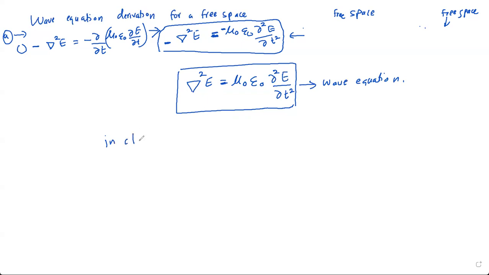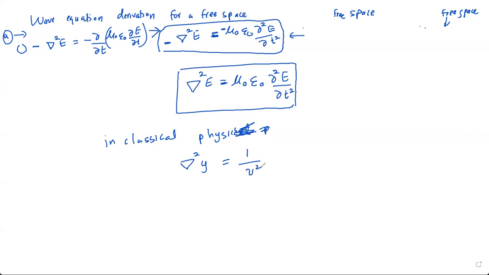In classical physics, we have a similar equation. I will not say right now that this is the wave equation. I will say that in classical physics, we have the same form of equation, where the Laplacian of the displacement is equal to 1 over the velocity squared times the second derivative of the displacement with respect to time.